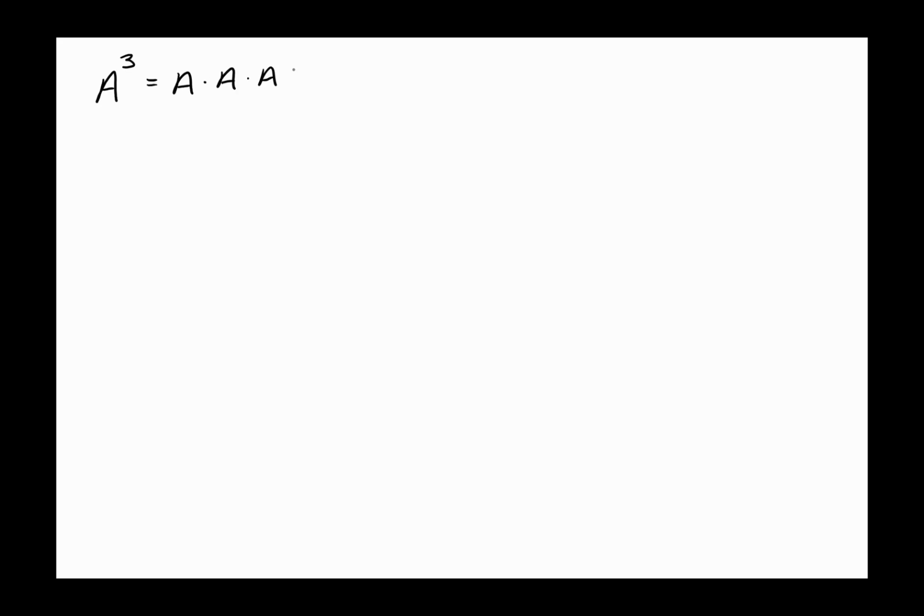Now, the tricky part about that is that we really only talk about raising a square matrix, an n by n matrix, to a power, because otherwise the number of columns and the number of rows aren't going to match up. So we really only do that with square matrices, but it's just basically repeated multiplication.